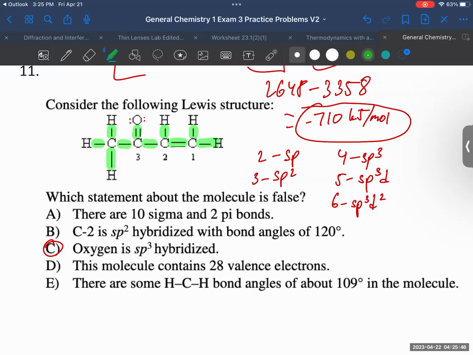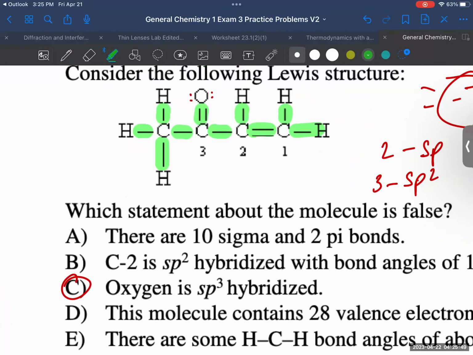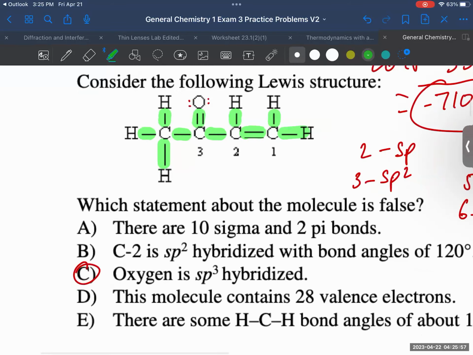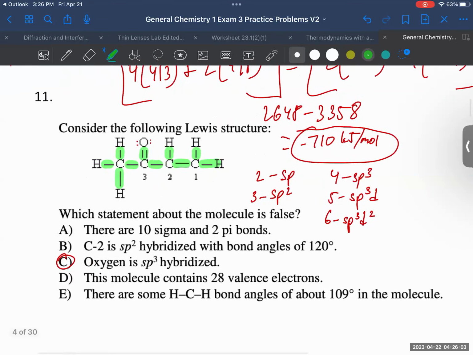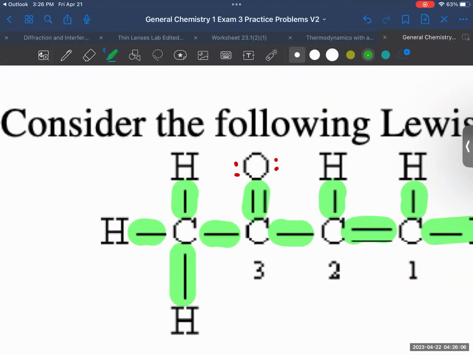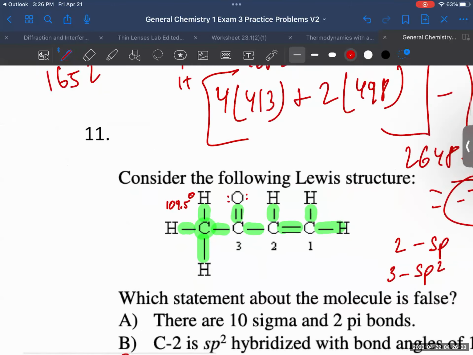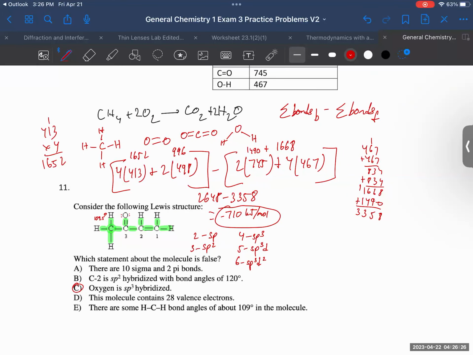This molecule contains 28 valence electrons. Let's see real quick, 7, 13, 17, 21, 22, 26, 27, 28. All right, cool. There are some HCH molecules with bond angles of about 109. Well, there's these. So what geometry is this carbon right here? What's the bond angle on it? Well, it is 109.5 degrees. All right, questions on that?